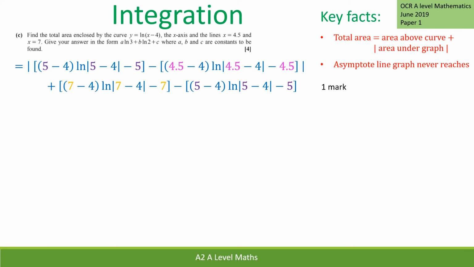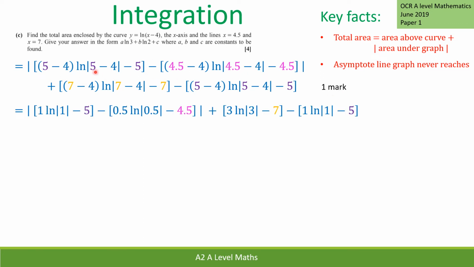So we've substituted in the values: the 5 instead of x, the 4.5, and again the 7, take away the 5 substituted in. You will note that the answer for this section here and the section down here are going to be exactly the same because these two functions are the same. This one's positive and this one's negative. And this will give you 1 mark for substituting in these values here.